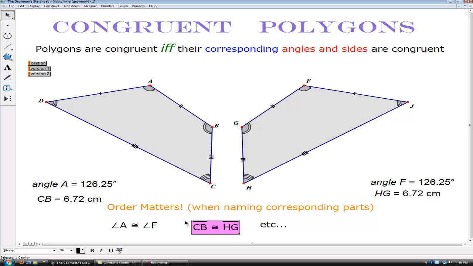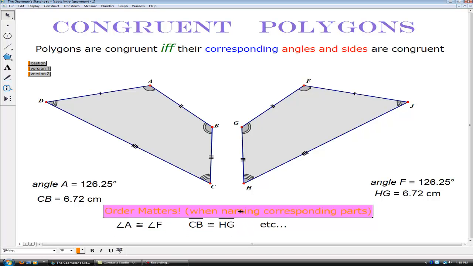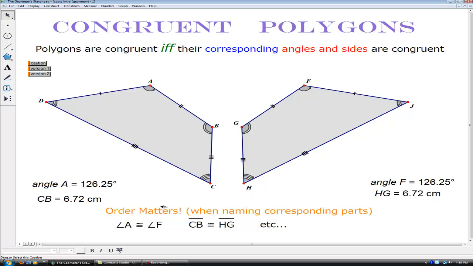Now when you are naming corresponding parts of congruent polygons and making congruent statements with them, be very careful because order does matter. In this statement right here, segment CB congruent to segment HG, the vertex C has to correspond with vertex H if that's the order that I'm going to write it. And likewise, vertex B has to correspond with the letter I put second to conclude my congruent statement.